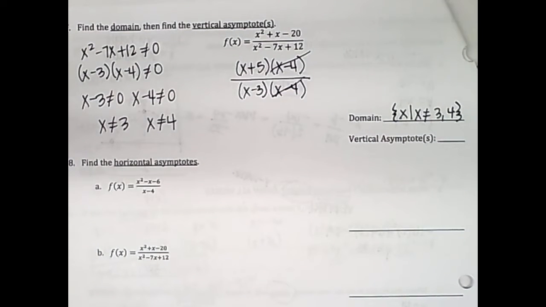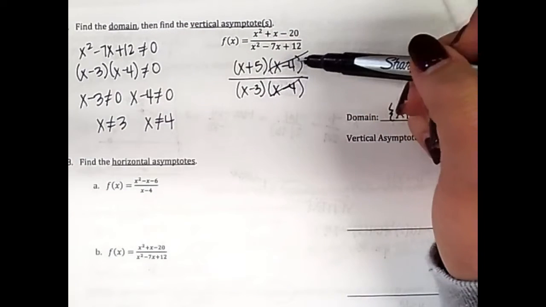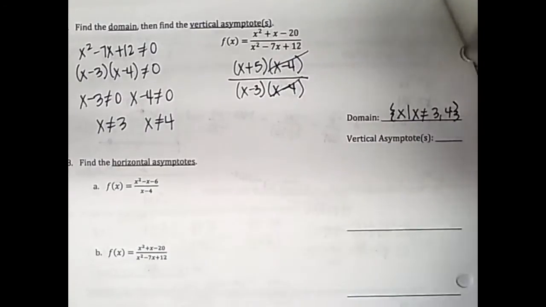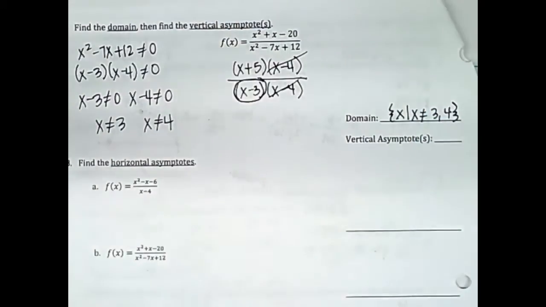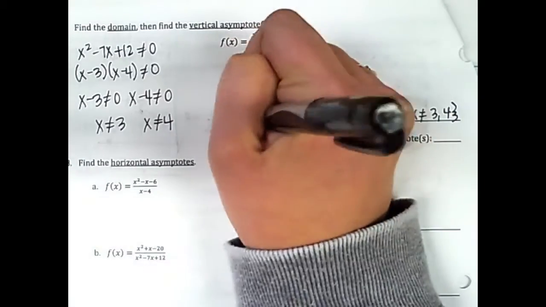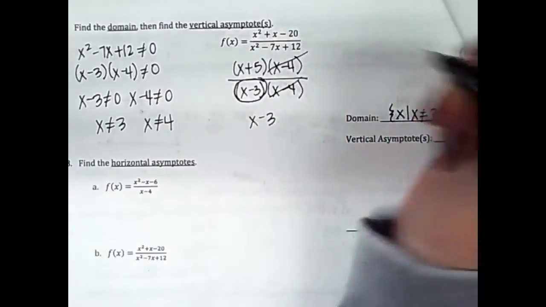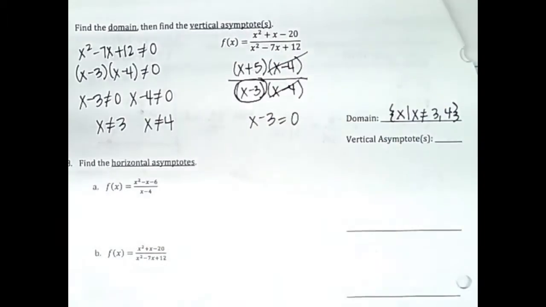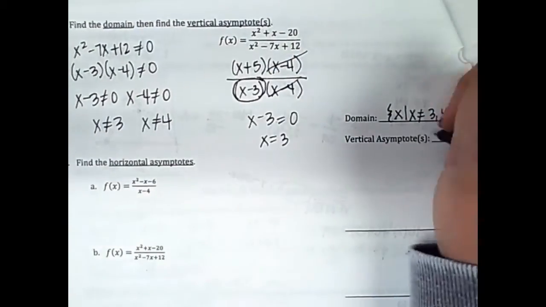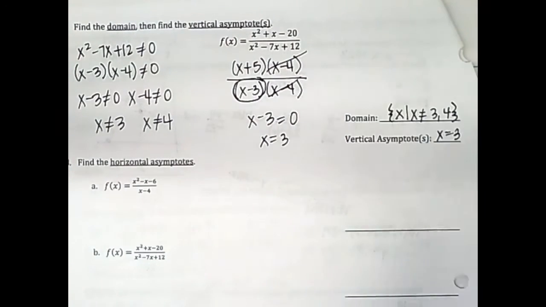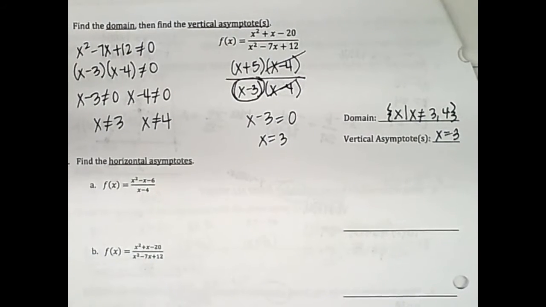So we still only care about the denominator. Even though we factored the top, we still only care about the denominator, but now we care about the denominator now that it's simplified. So same thing, we take the simplified denominator and set it equal to 0, and we get our equation, x is equal to 3. So my vertical asymptote is at x is equal to 3.